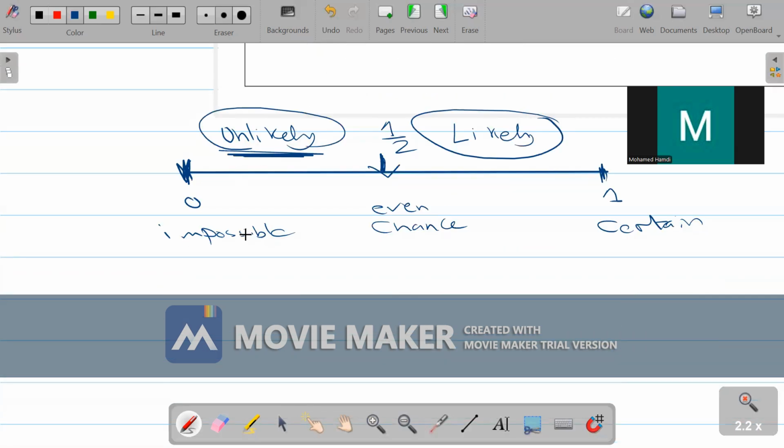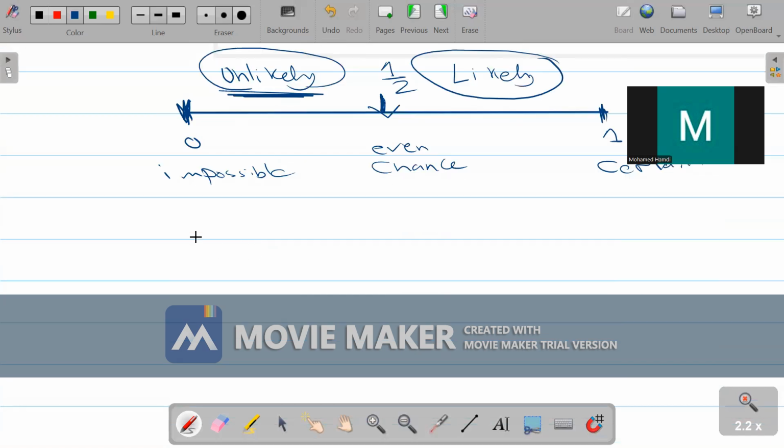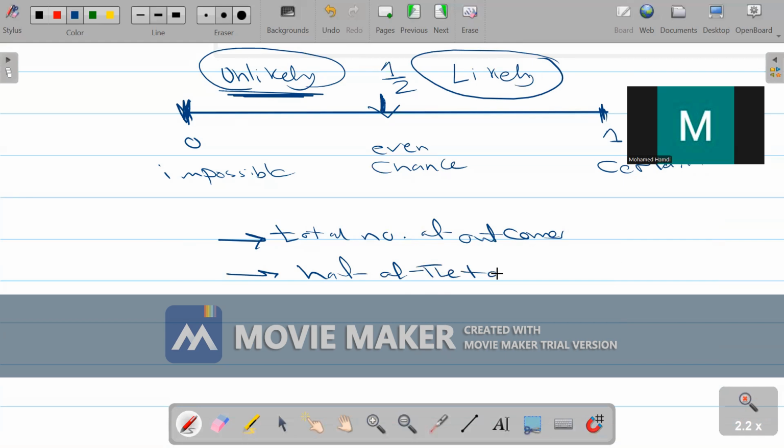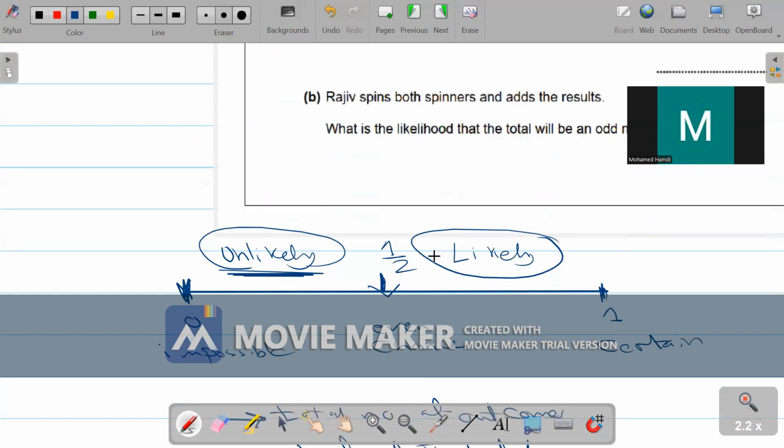So for any problem of the probability, you need to do two steps. The first step is to find the total number of outcomes. The second step is to find half of the total. Then compare the probability. If the number of outcomes of the event is less than the half, this event is called unlikely. If the number of the outcomes is more than one half, you can describe the event as likely.